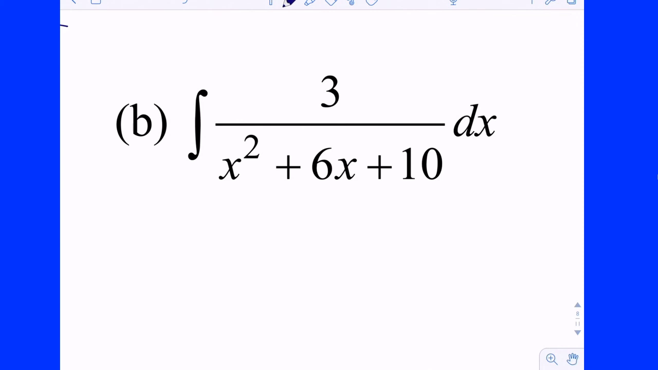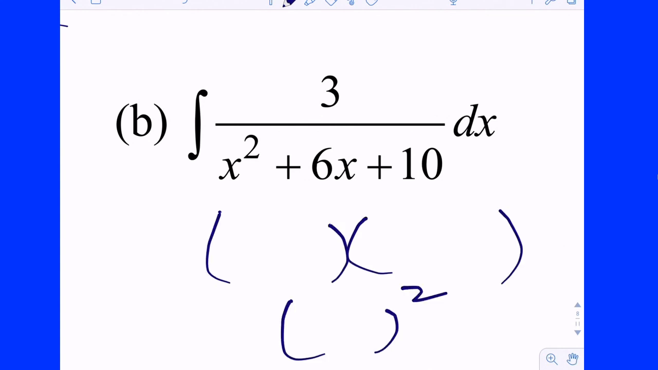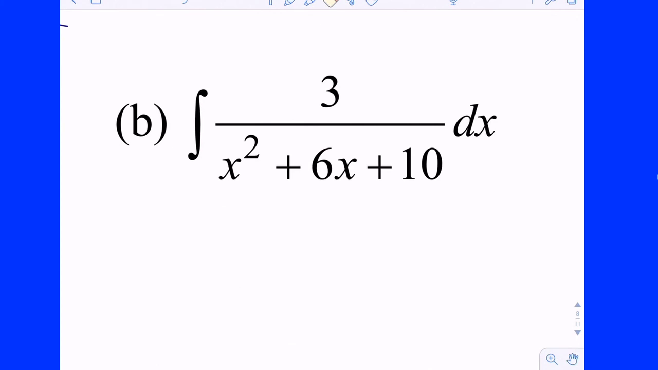Factors of 10 that add up to 6? 5 and 2, 7, no. 10 and 1, no. Quadratic formula to find the roots. Does this one even factor into two binomials or a binomial squared? I don't think so.